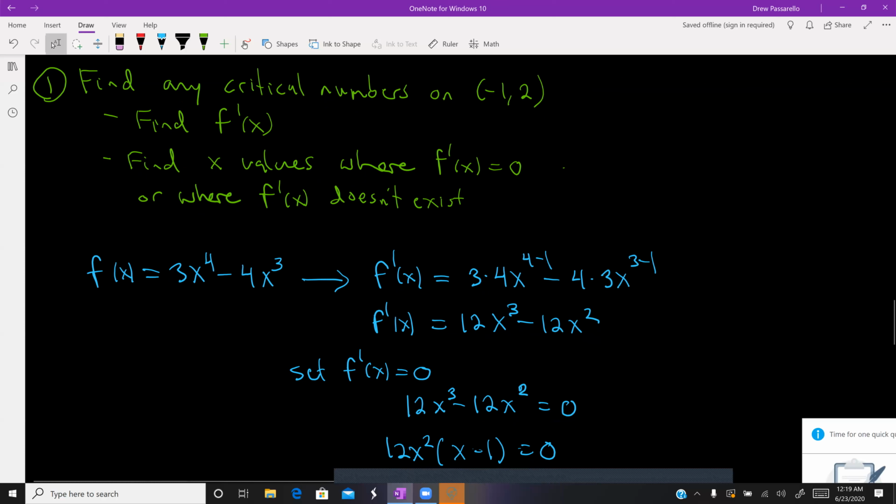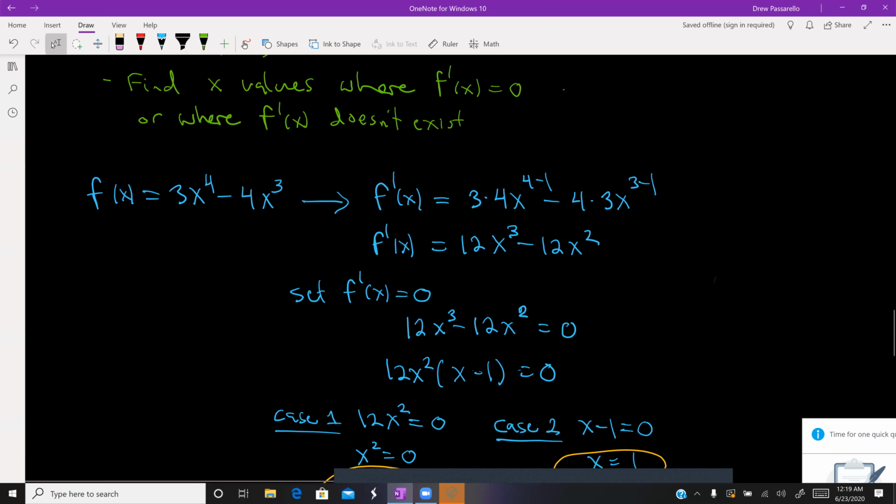Now, it's a polynomial, so it's not going to have any cases where the derivative doesn't exist. We only need to focus on when the derivative is 0. So we set our derivative function equal to 0 and solve for x, and that will give us the critical numbers.